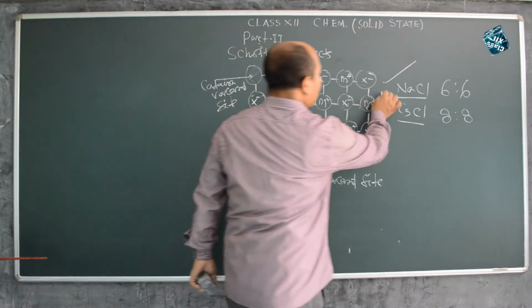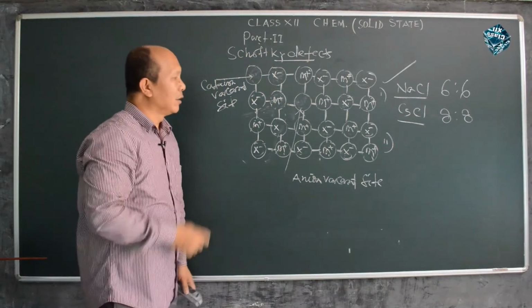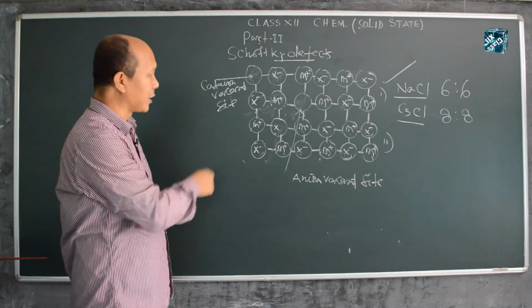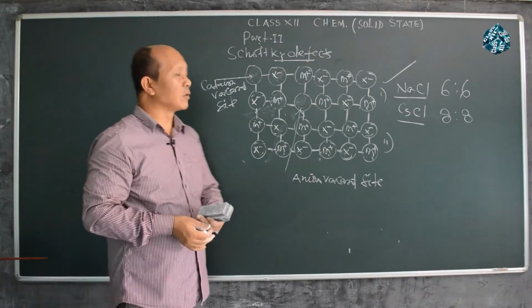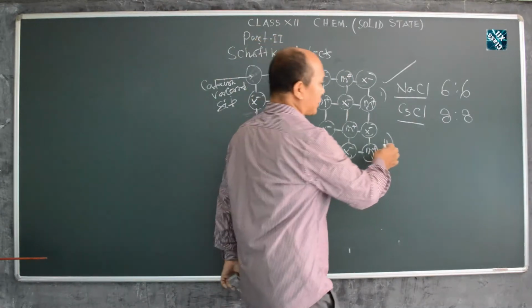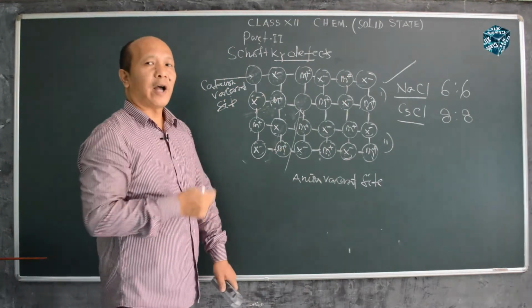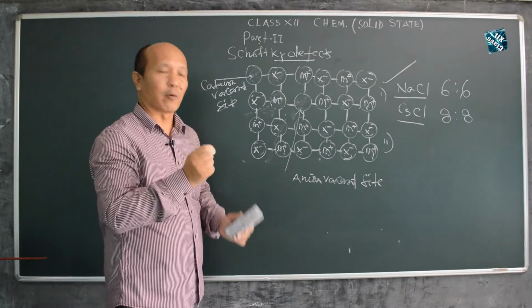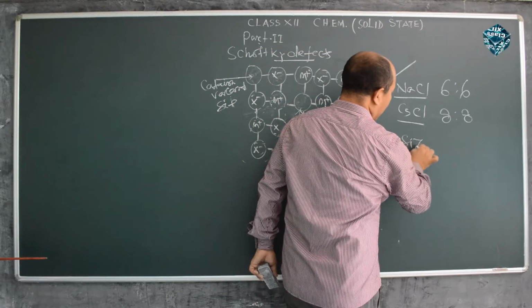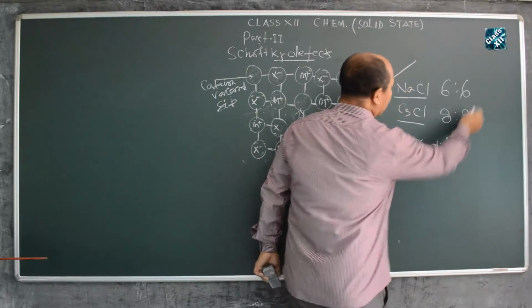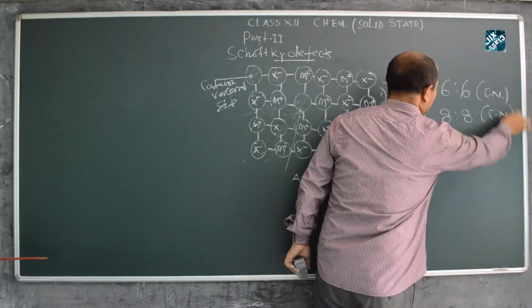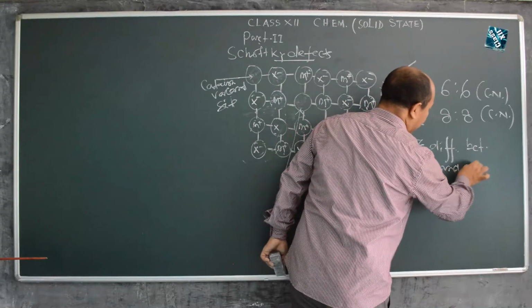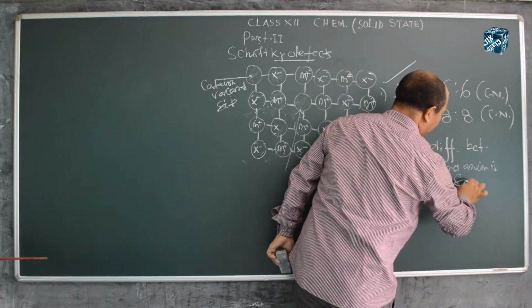The second favorable condition is that the size of the cation and anion should be almost identical. That means the size difference between cation and anion is small. If they differ by a large amount, this defect does not occur, but if they differ by only a small amount, it can occur.